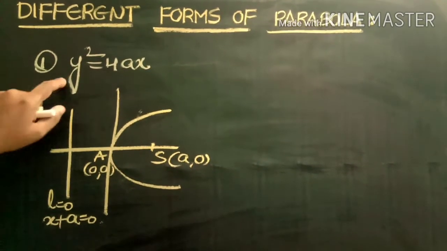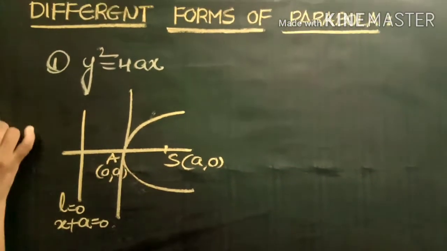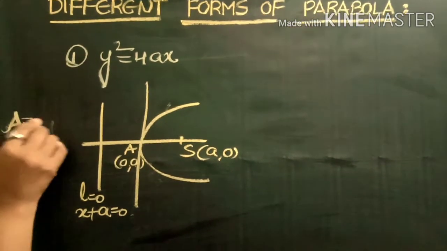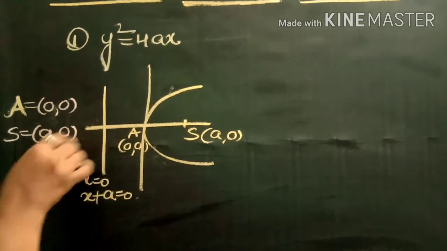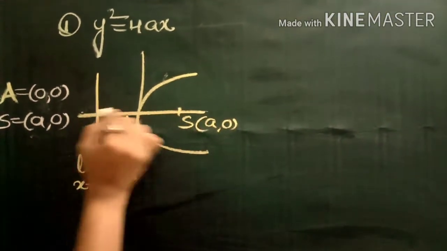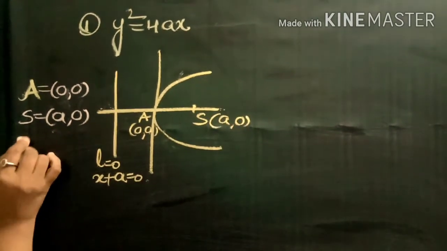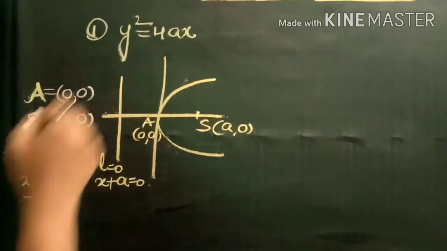Now in this equation y square is equal to 4ax, we know that the vertex A is (0, 0) and the focus S is (a, 0). And this is the axis of the parabola. The axis of the parabola is nothing but the x-axis here. X-axis means its equation is y is equal to 0. These are all the formulas which are related to the first form.